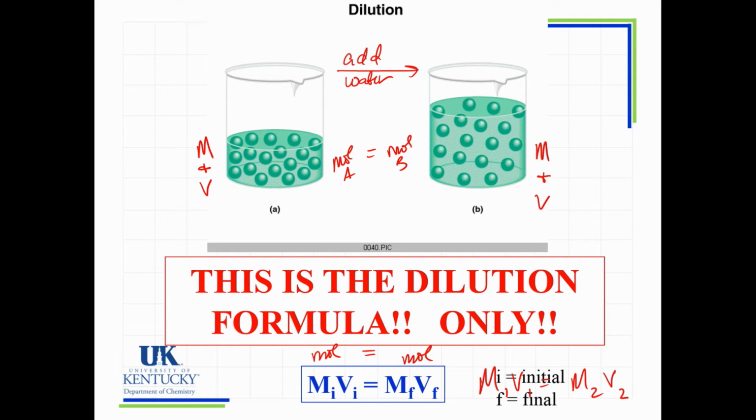Now, what is a dilution? When do I pull this out? I'm reading along in a problem and I'm starting with a solution of high concentration. I am taking it to a lower concentration of that same substance by adding water. That's a dilution. That's when this formula will apply.